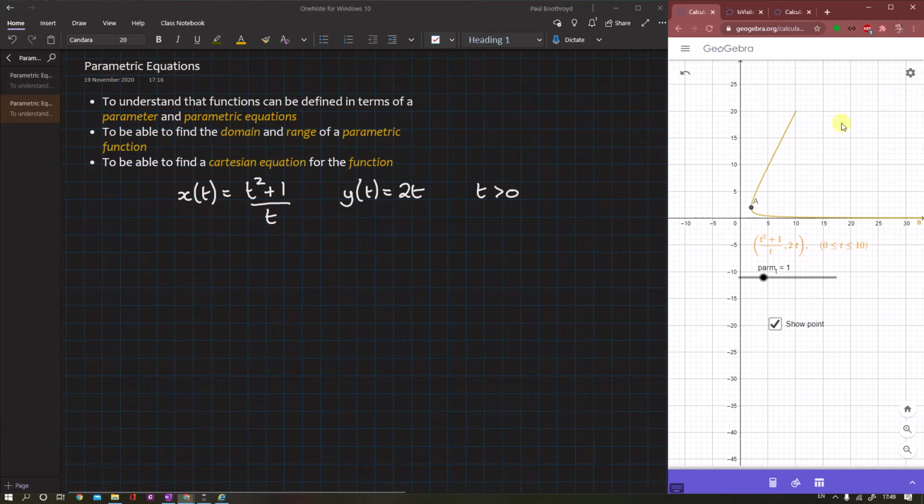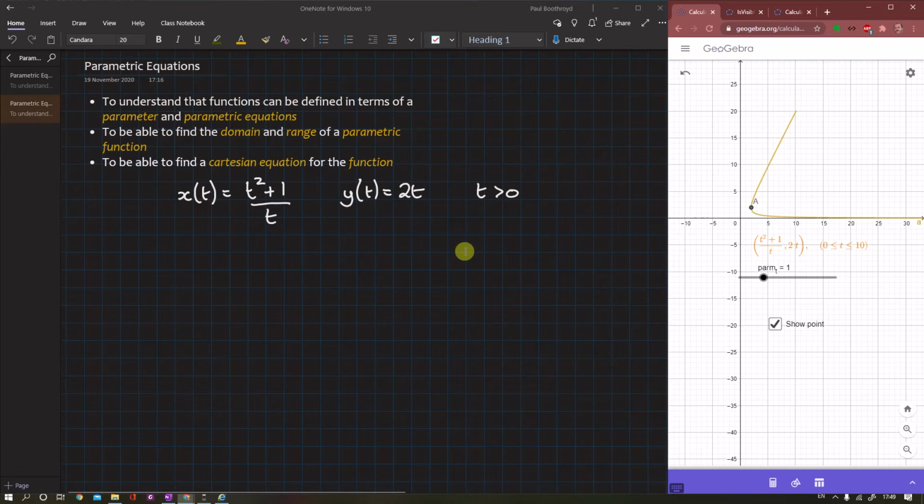So a parametric equation to draw a graph has two components. We have the x component and the y component. The control can have a limited domain and range. We need to be able to find the domain and range of these functions, and in some cases find the Cartesian equation that is equivalent to them. So I'm going to do a couple of quick examples using stuff from the book.